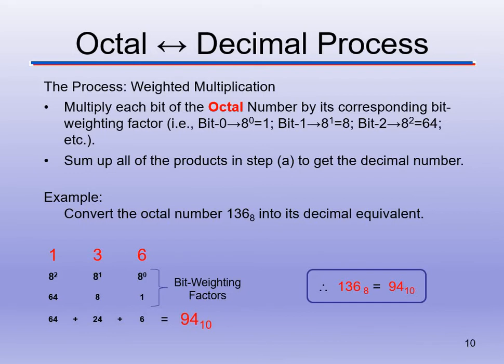Then we add those up. 64 plus 24 plus 6 is 94. Okay? So you're going to take your bit weighting factor and multiply it by the original octal value once you get it. And you have to do that for every octal value you have, and then you add them all up. So we can see how to go back and forth.